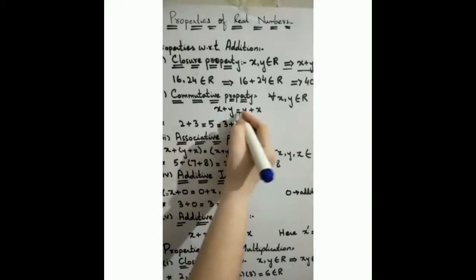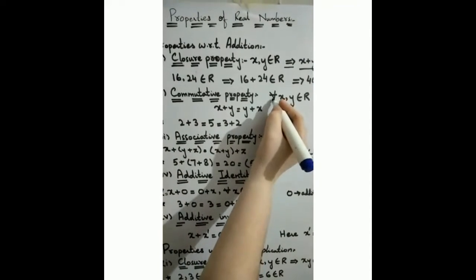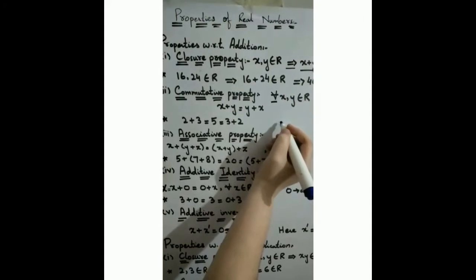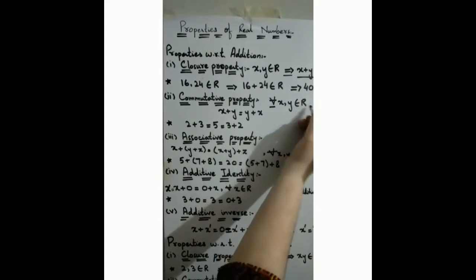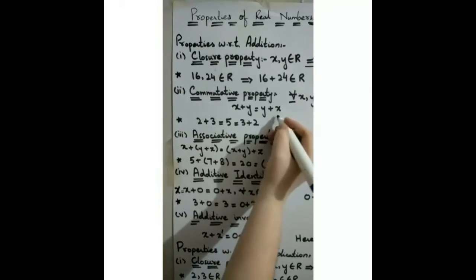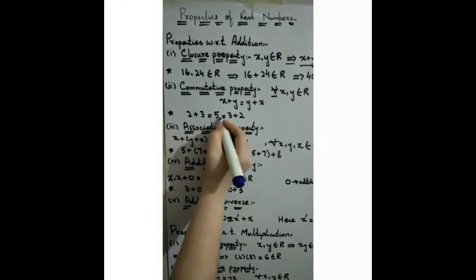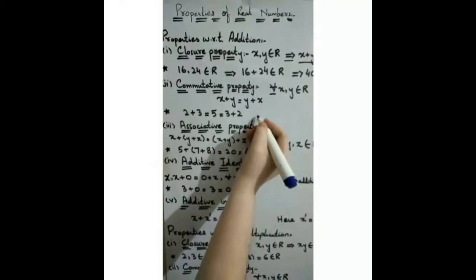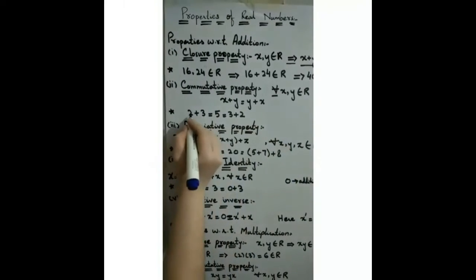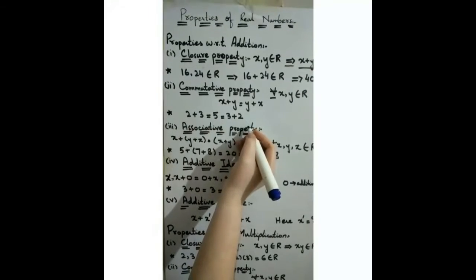x plus y equals y plus x for all x, y belonging to R. It means x and y should be from real numbers. 2 plus 3 equals 5 equals 3 plus 2. Whether 2 plus 3 or 3 plus 2, the answer will remain the same.